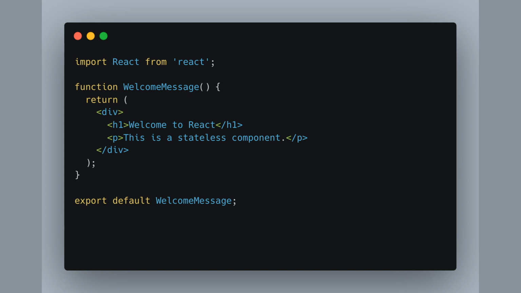This component takes no props and always renders the same UI, a welcoming message. It's a perfect example of a simple, reusable component that can be used across your React application. Statelessness makes it predictable and easy to understand.